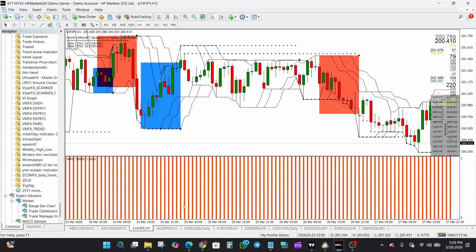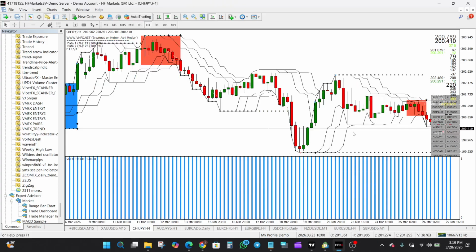You can see that if the bars are red for the VMFX Trend, that is a bearish trend. But if the bars are blue, that is a bullish trend. Now we also have the other VMFX indicators: VMFX Entry 1, Entry 2, Entry 3, and also our VMFX Dash. All these indicators work together to help us identify the current trend in the market, also letting us know which momentum is prevailing at a time.